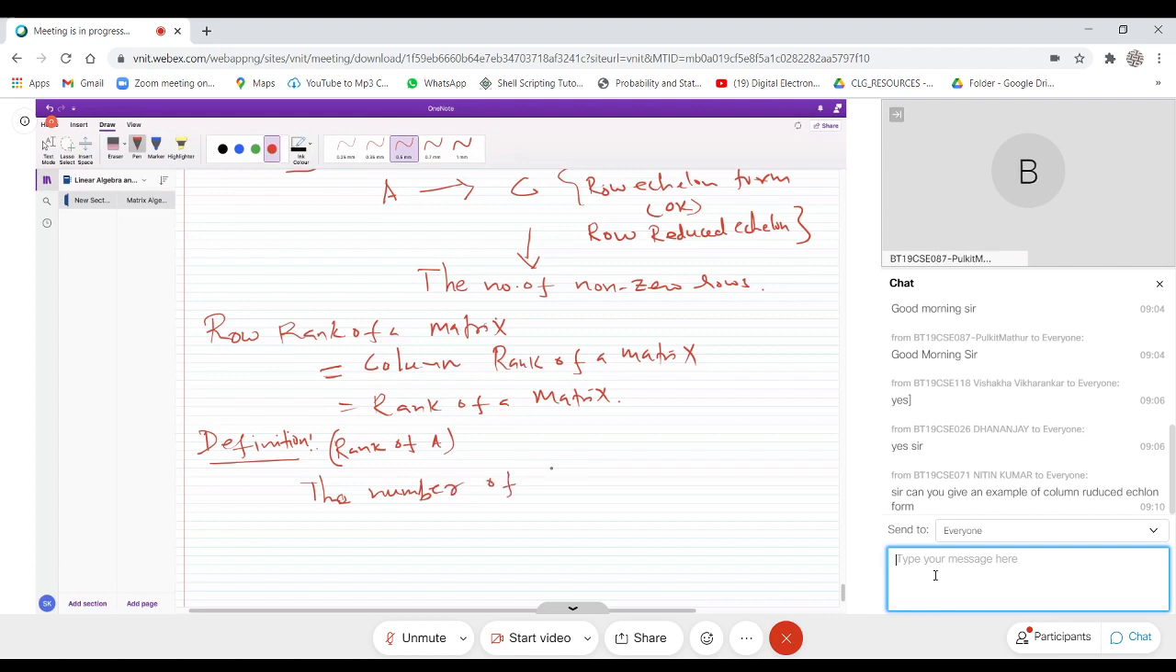Sir, are the ranks the same even for matrices that are not square? Row rank and column rank, that will be because we are talking about an m by n matrix. It doesn't mean that it's always 3 by 3, 4 by 5, I mean square matrices. It is true for even non-square matrices also. We are talking about a matrix A which is m by n, where m and n are different. Yes, that result is true.